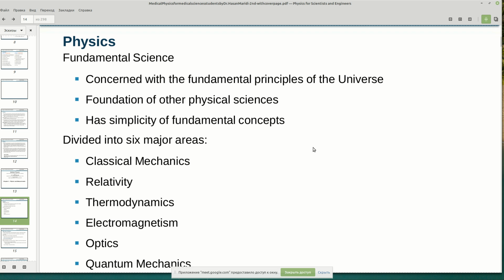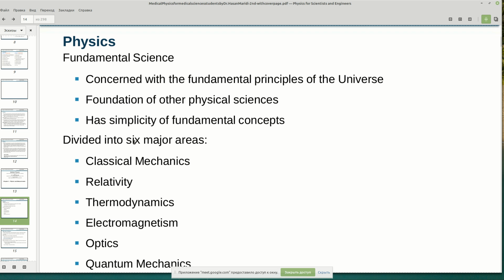Hello, my dear students. Today we start our medical physics for medical science students, and we start from physics. What is it like as a fundamental science? What are the subjects of physics, what does it study? It is concerned with the fundamental principles of the universe. Physics is the foundation of physical sciences. Physics has simplicity of fundamental concepts.